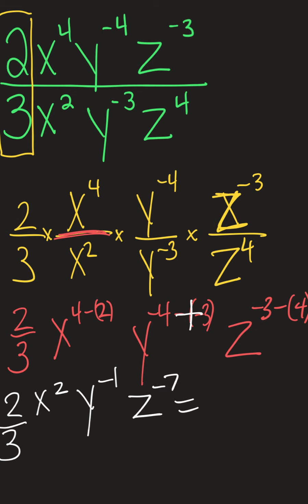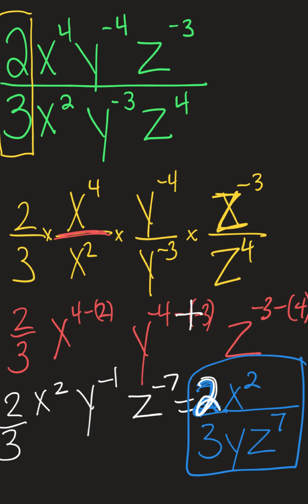Now I do want to simplify this so that I have no negative exponents. This is a 2, just to be clear, over 3. X squared is staying in the numerator, but y and z are going to go to the denominator with their exponent. I'm going to rewrite this a little bit clearer there. And y will be a positive 1, which doesn't need to be written, and z is going to be a 7 when I move it to the denominator. So I have 2x squared over 3yz to the 7th.